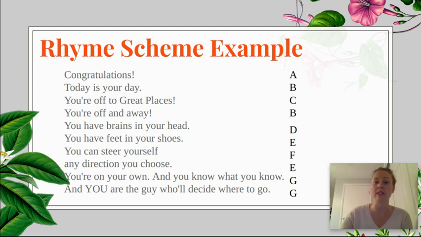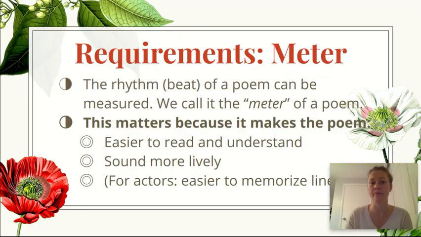So you'll see the rhyme scheme over here on the right in bold letters, A, B, C, B, D, E, F, E, G, G. The letters label the word at the end of the line. Day and away rhyme, so the letters match. Shoes and choose rhyme, so the letters match. Know and go rhyme, so the letters match. Otherwise, it goes in alphabetical order. That is the rhyme scheme of a poem.